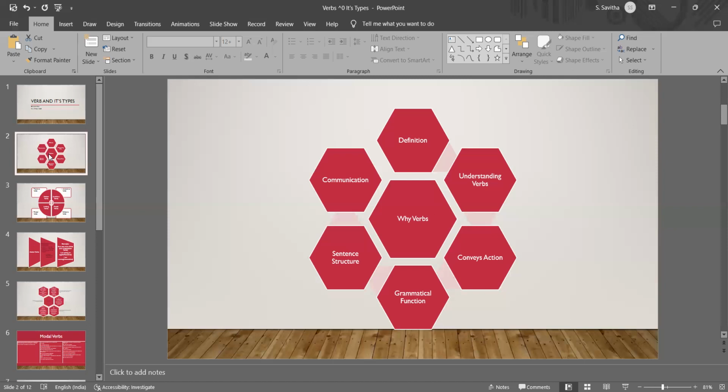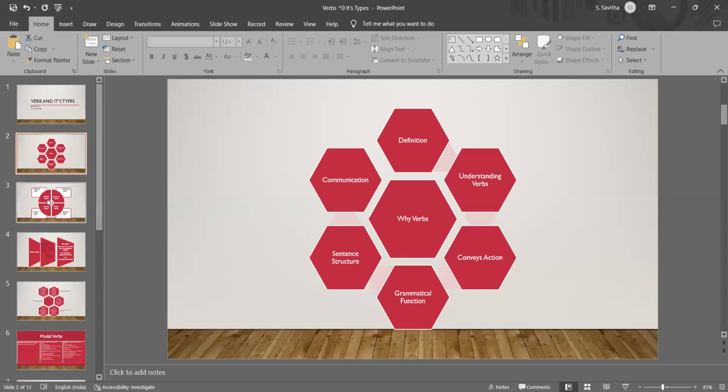The next important thing is communication. Verbs are very critical for communication because they help us to express our thoughts and ideas clearly and effectively. Whether we are speaking, writing, or reading, verbs help us to convey meaning and information.